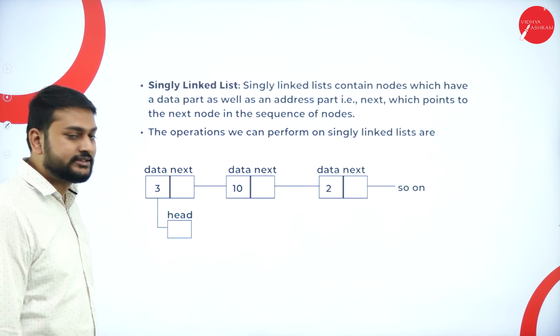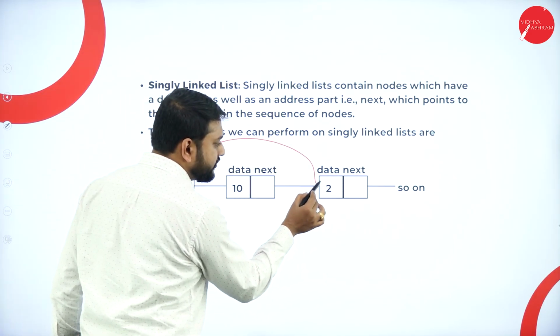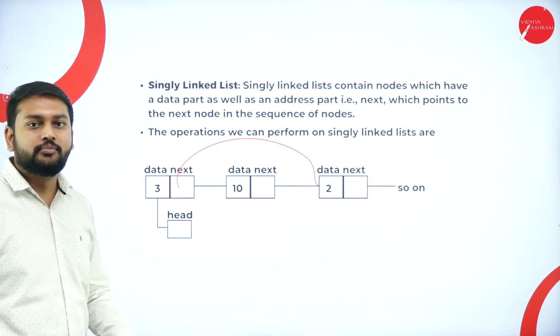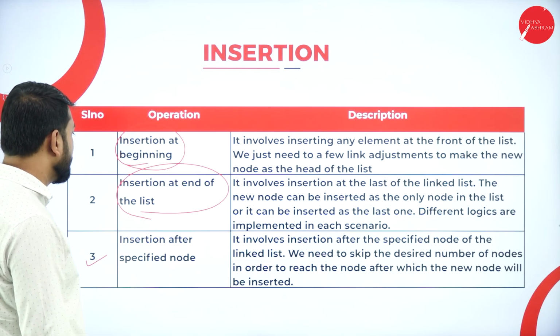I need to delete this. Okay. So instead of storing the address of this node, I will just store the address of this node. That's it. Okay. I will delete this node completely. This is how I will be deleting the specified node. Moving forward to the next one that I have.